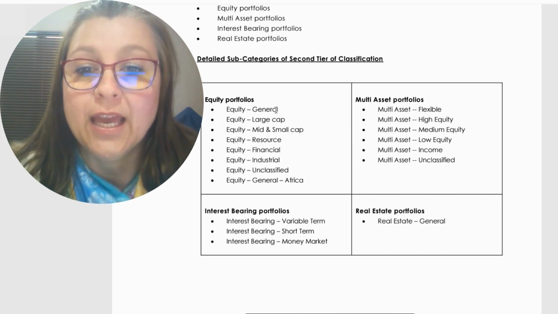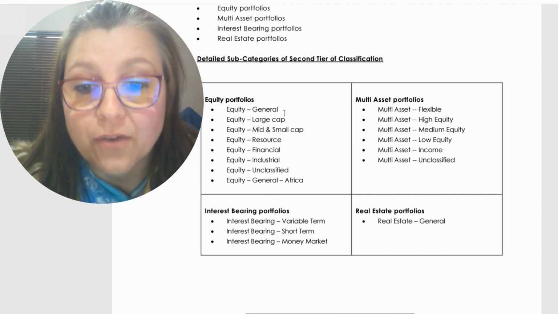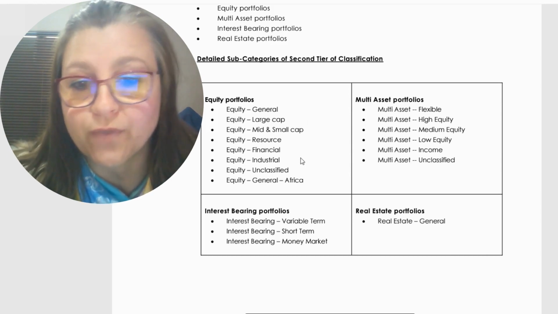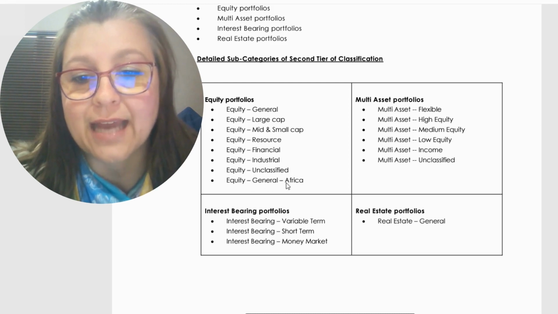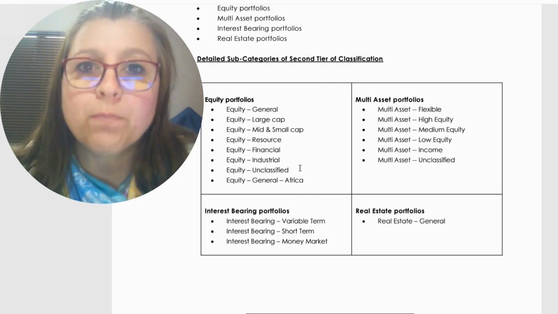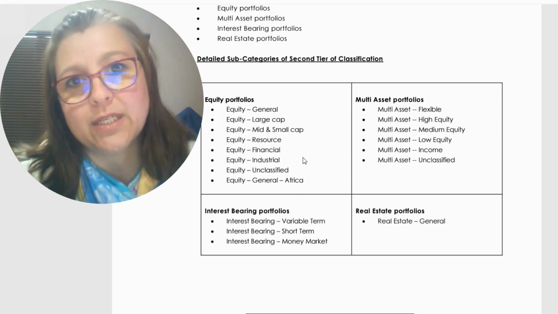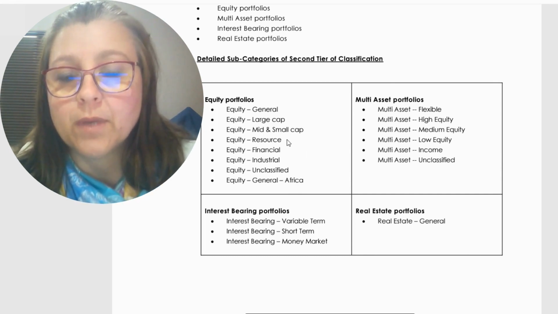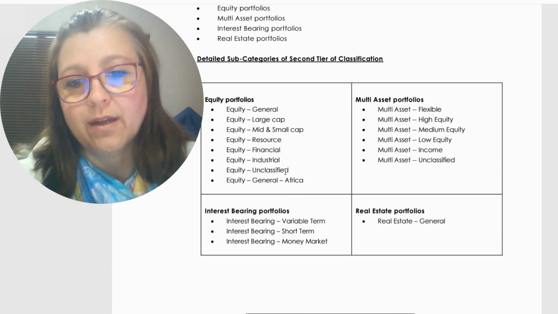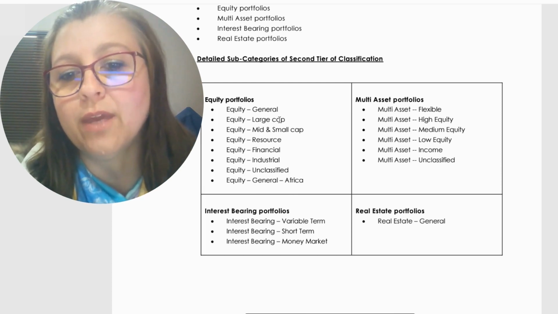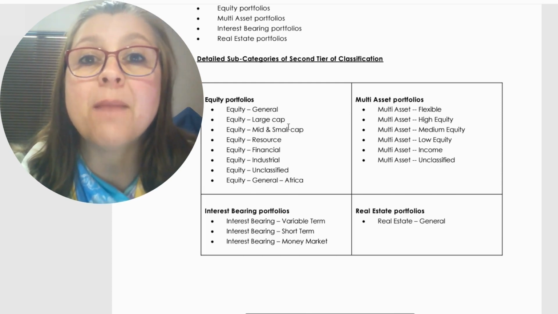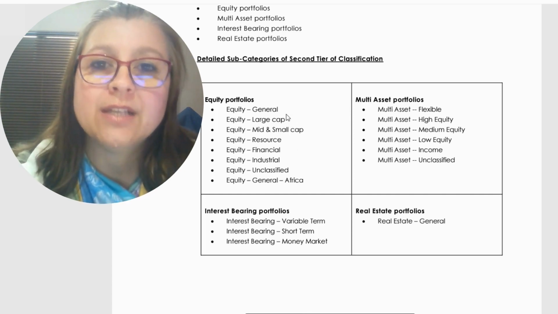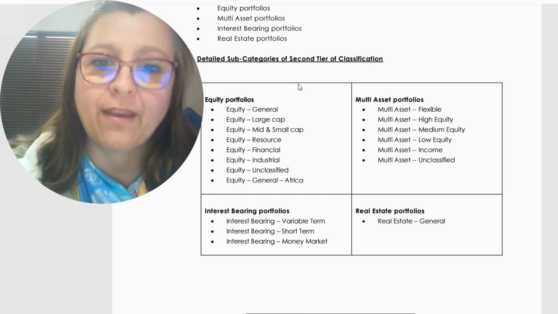So if you are buying a fund in the equity portfolio sector or classification or category or class, whatever you want to refer to, you'll see there are various different ones there. There is a general, a large cap, mid and small cap, resource, financial, industrial, unclassified, and general Africa. So if you're buying a fund manager in the general equity sector or category, you can't compare it to some fund manager in the resource classification or industrial or even large cap, because they won't have the same mandate. They won't have the same guidelines that they have to adhere to, same benchmarks they have to follow, nothing.